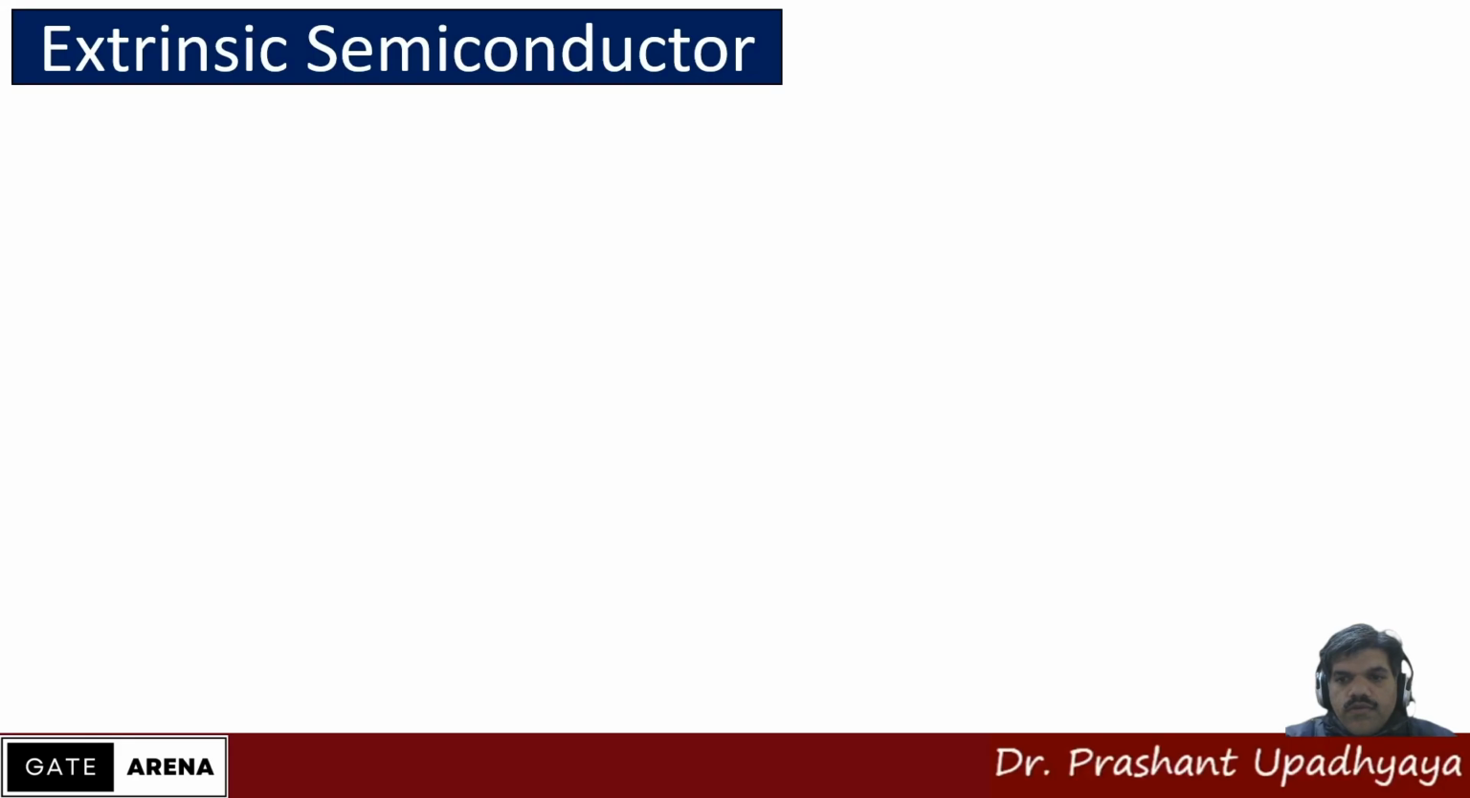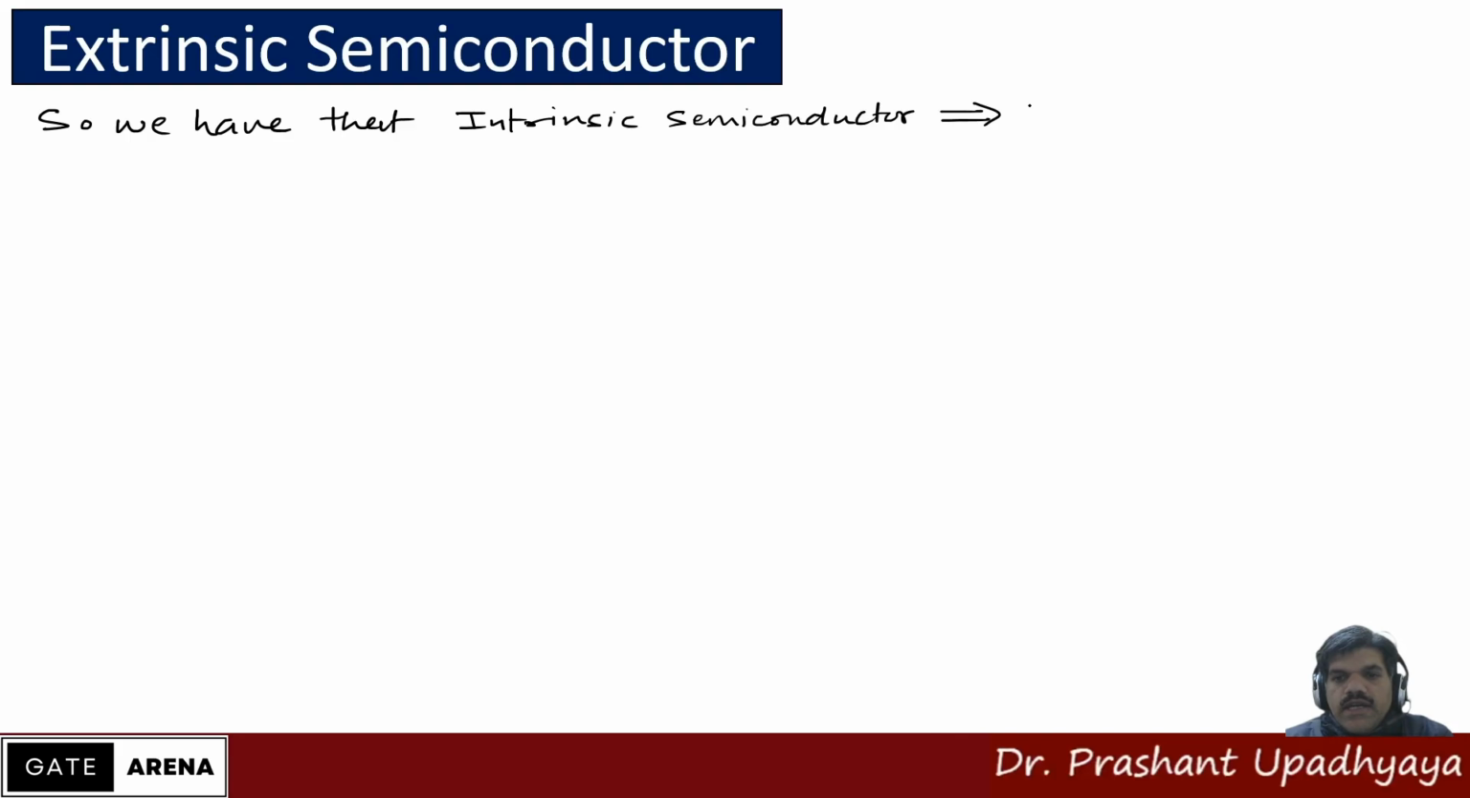Now we will be talking about the extrinsic semiconductor. As we have seen, in an intrinsic semiconductor we do not have that many electrons and holes, so we can say that it has little current conduction capability at room temperature.